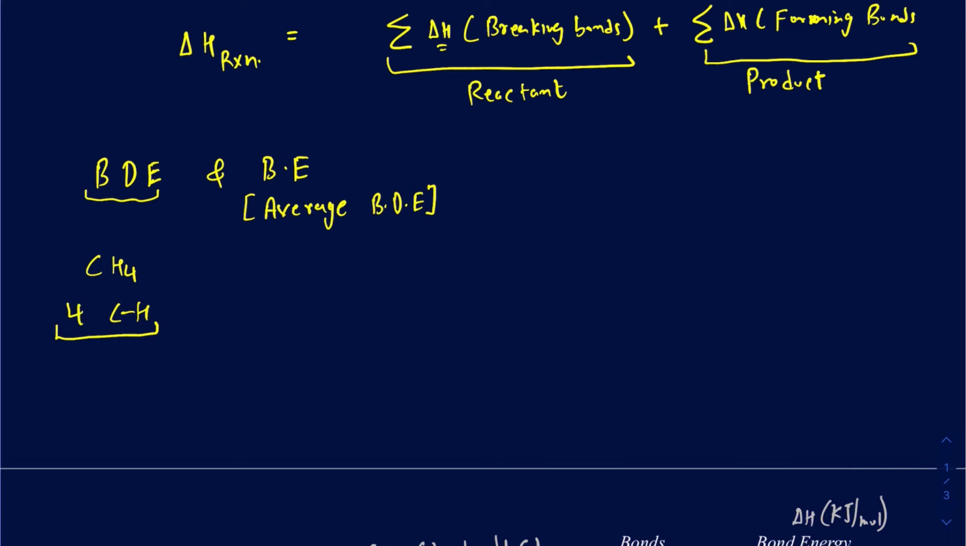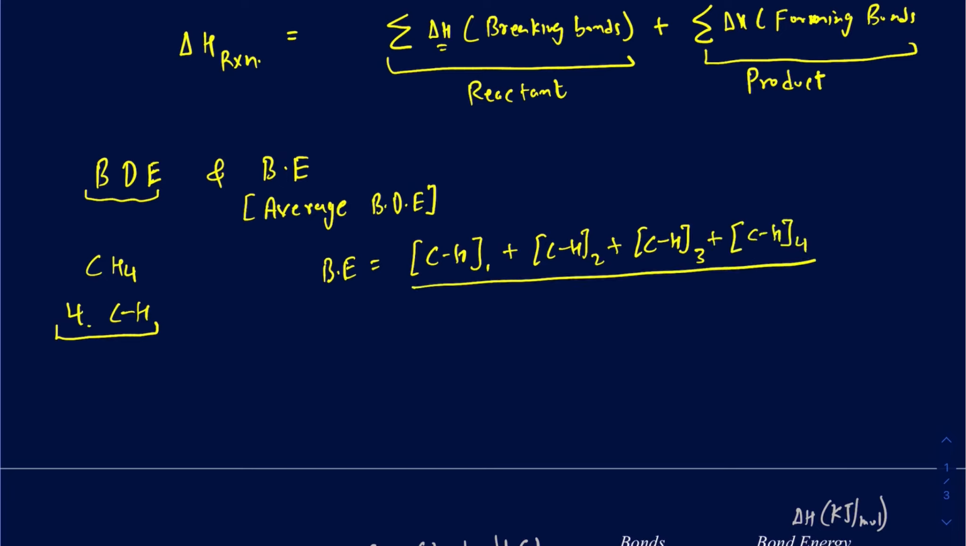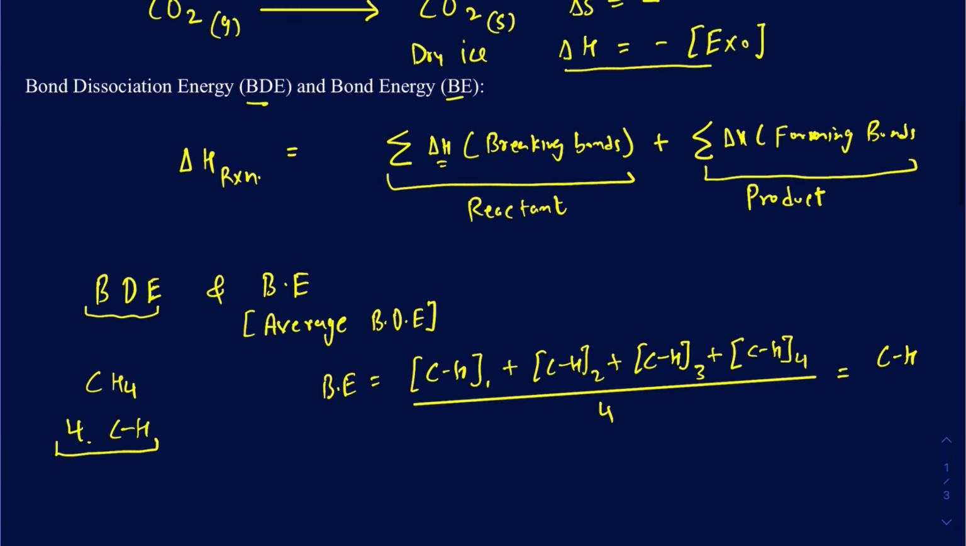So if I want to calculate the bond energy here, I would take the CH bond dissociation energy of the first bond plus the second bond plus the third bond, and then the bond dissociation energy of the fourth bond, and divide all those by 4 to get the average. Whatever that CH bond value is going to be, that's going to be called your bond energy.